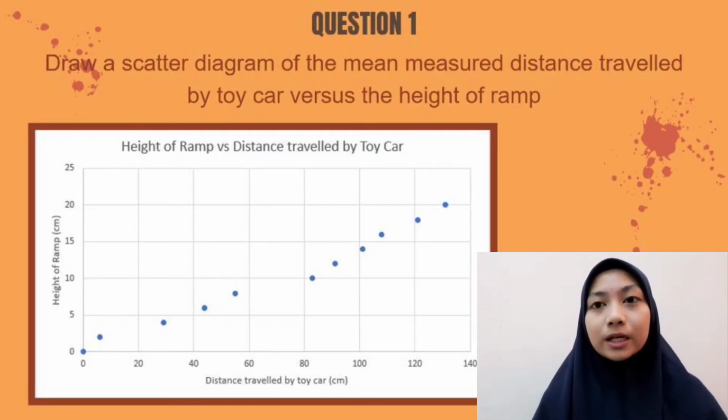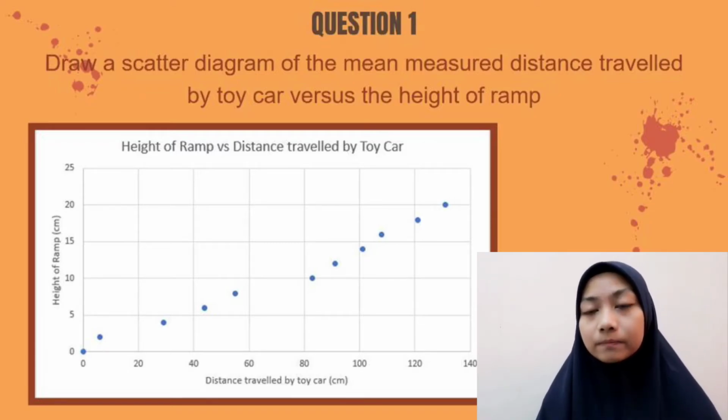Now I would like to provide the answer for question number 1. In question number 1, we have to draw a scatter diagram for the mean measured distance traveled by the toy car versus the height of the ramp.